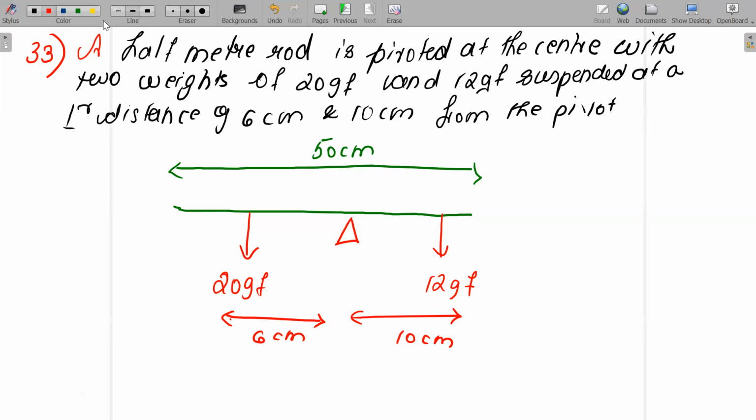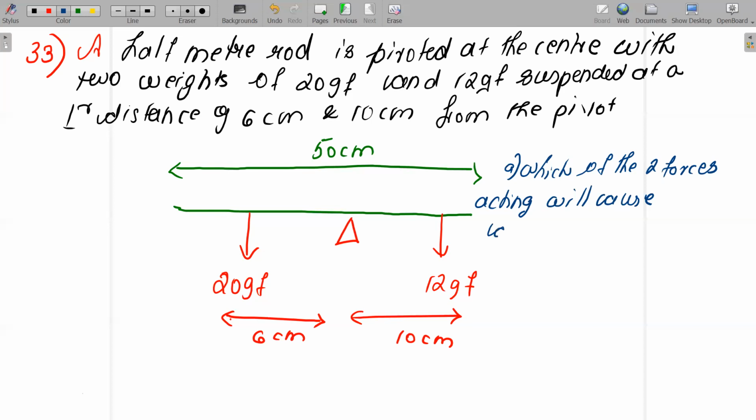First question here. Which of the two forces acting on the rigid rod will cause clockwise moment?